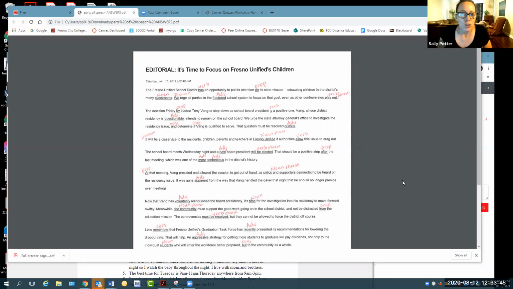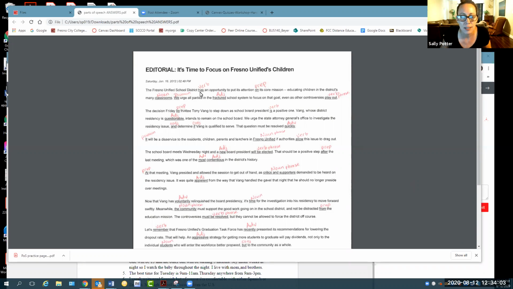Hi. So what I'm going to do is just go through the first few answers and talk you through the process of how to analyze the parts of speech. So we'll start with the first word that we have underlined.